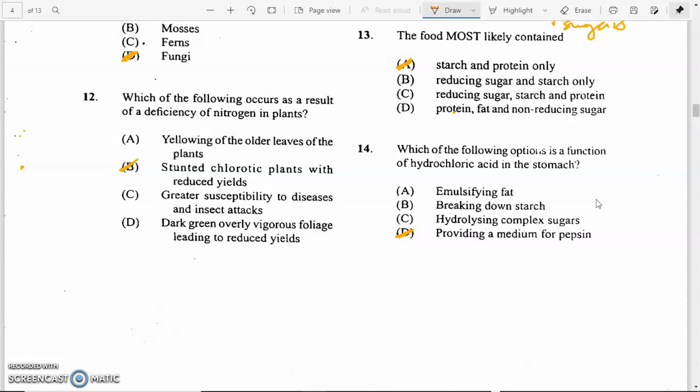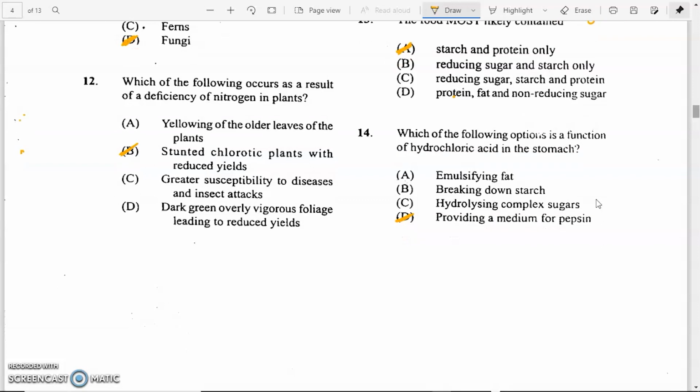Emulsification of fat occurs due to the action of bile in the duodenum of the small intestine. Starch is broken down to maltose in the mouth, and hydrolyzing complex sugars, right? Sugars are carbohydrates, and carbohydrate digestion does not occur in the stomach. Carbohydrate digestion occurs in the mouth and the small intestine. Let's look at number 15.